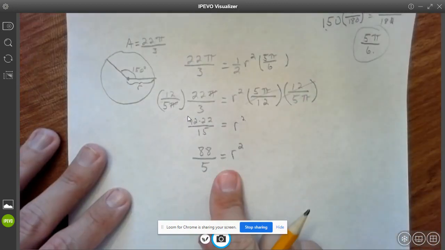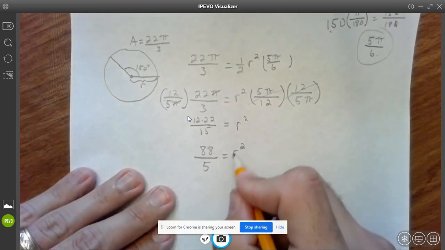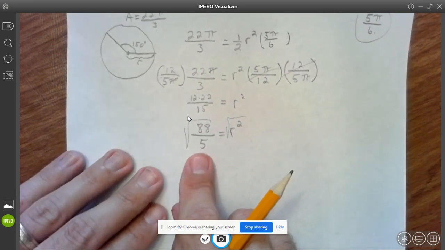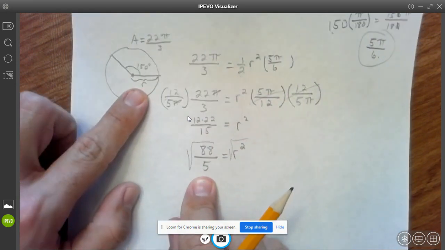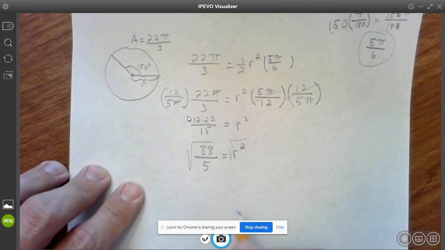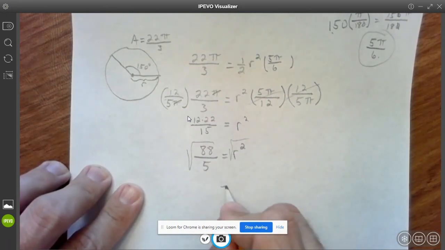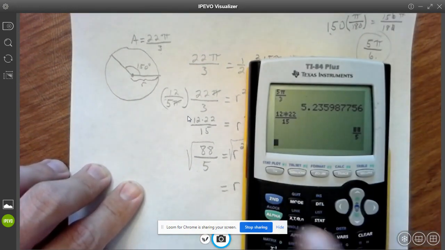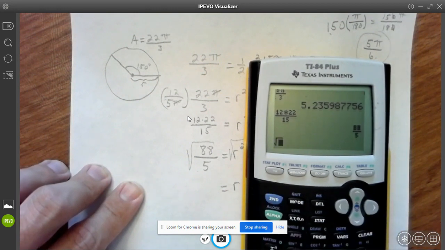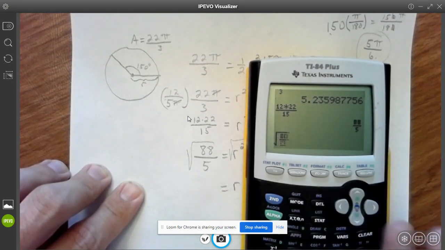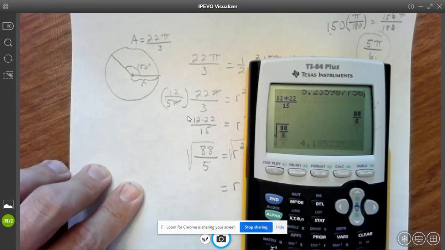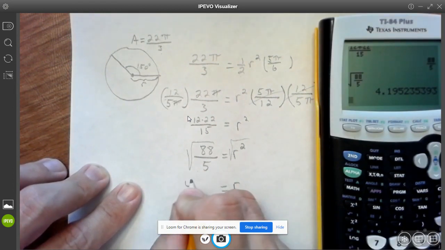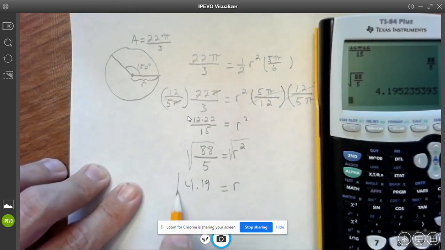And then from here, you would take the square root of both sides. Typically we'll have a plus or minus, but since we're talking about the distance or radius, it'll just be the positive version. So this could be your answer, or you could actually divide that out. Square root of 88 over 5, and let's see what that equals. About 4.19. And that would be our radius.